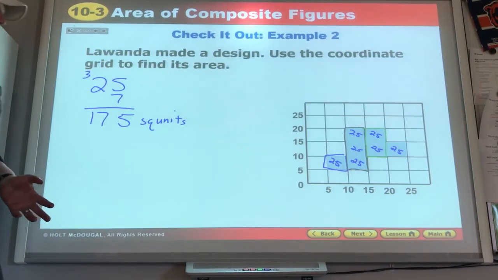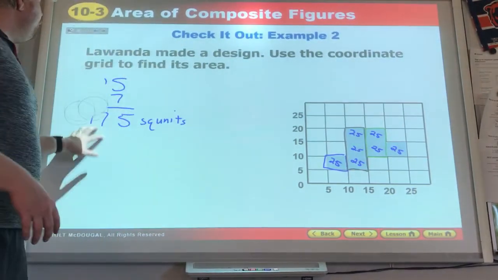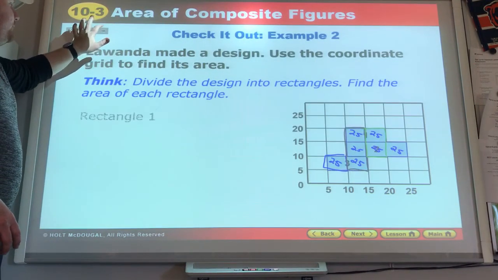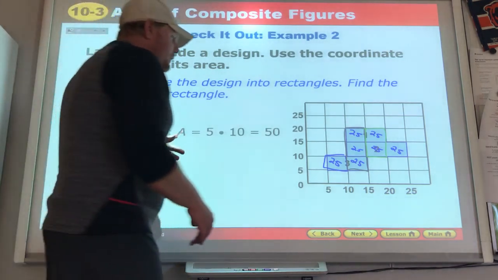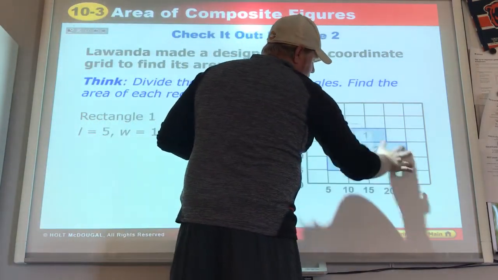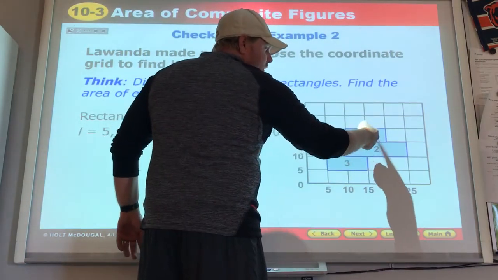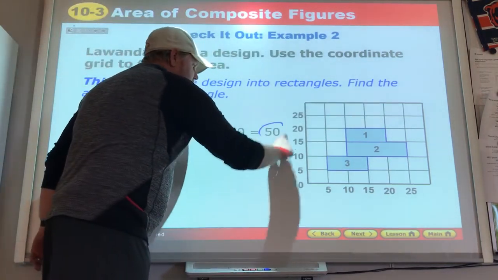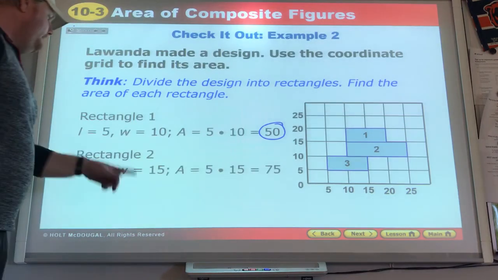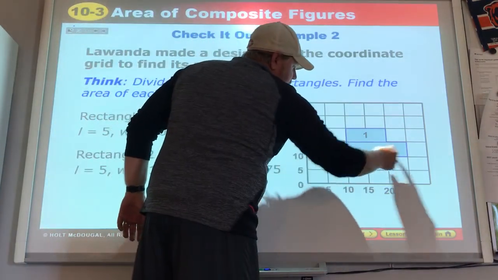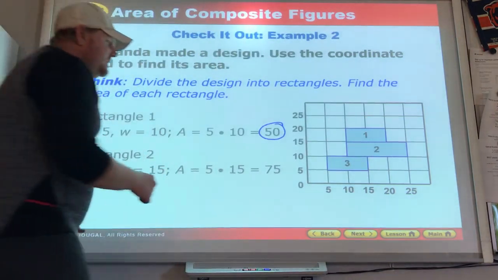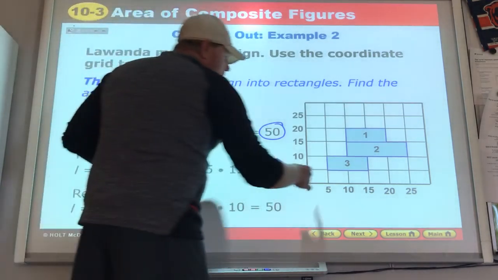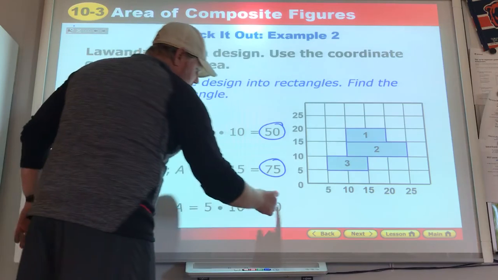If you think about these problems, they are not overly difficult. But here's the requirement. You must think. Okay? So, rectangle 1. Let's see what they made rectangle 1. Okay? Oh, they divided them this way. Rectangle 1, 5 tall, 10 long. 5 times 10, they get 50. Rectangle 2, 5 tall, 15 long, 5 times 15, 75. And rectangle 3, 5 tall, 10 long, 5 times 10 is 50.